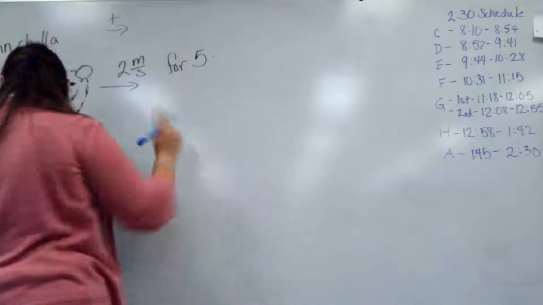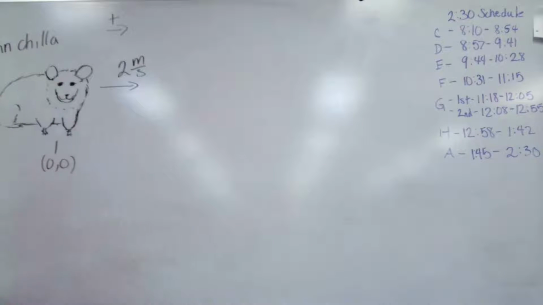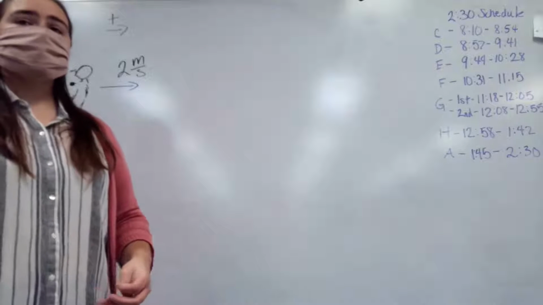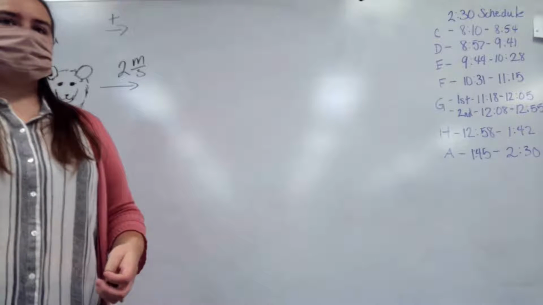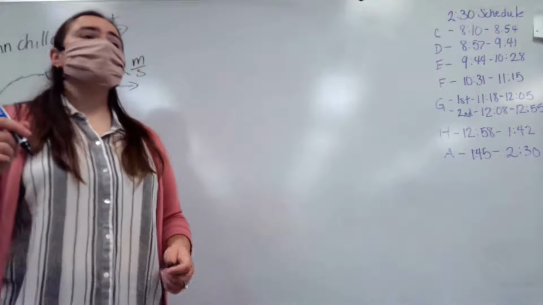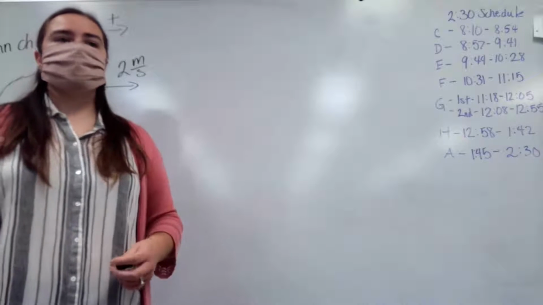Actually, that's not what I want. That was the same problem as, or similar to, what we did before. So I'm actually going to give you a distance this time. Yes, that is what I'm going to do. So we know our chinchilla likes to go 2 meters per second.